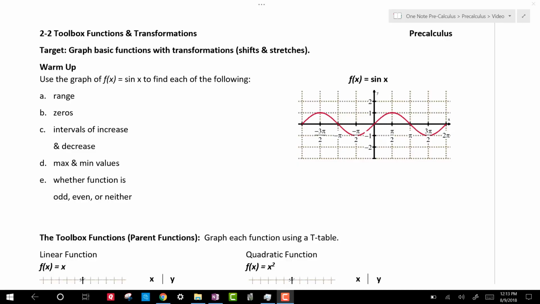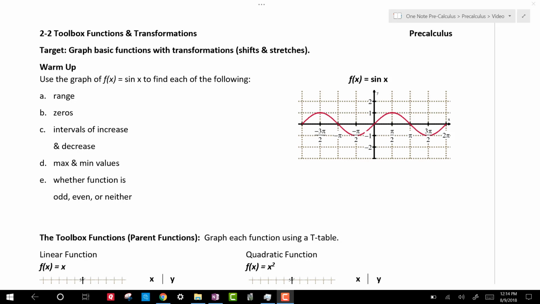Okay, so we're here to take a look at what we call the toolbox functions and transformations of those functions. And transformations basically means we're going to shift them around and flip them over and that kind of thing. So we're going to start off with a little warm-up here. As you see, we have the graph of f of x equals sine x, and we're going to do a little review here. We're going to find the range of this thing.